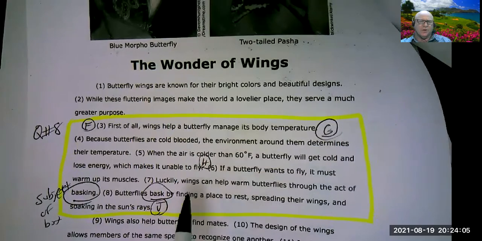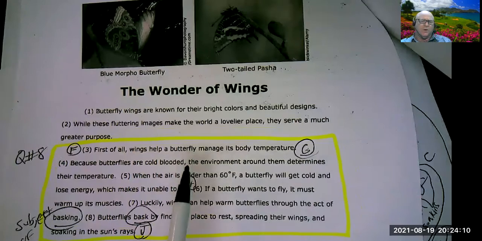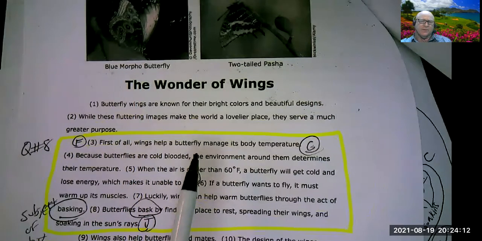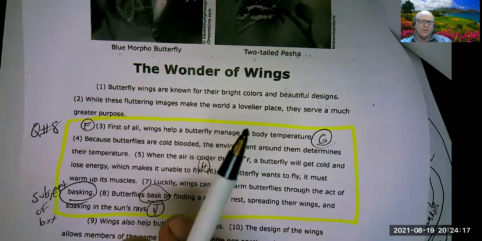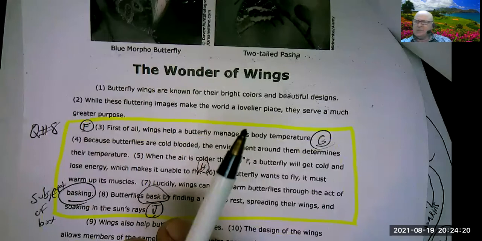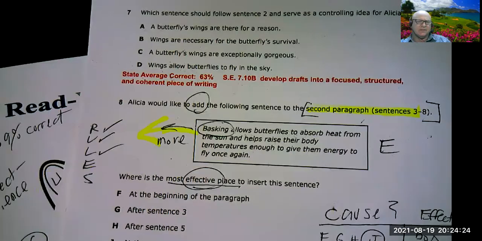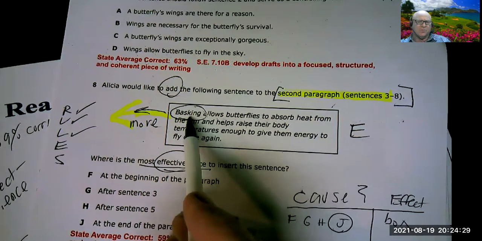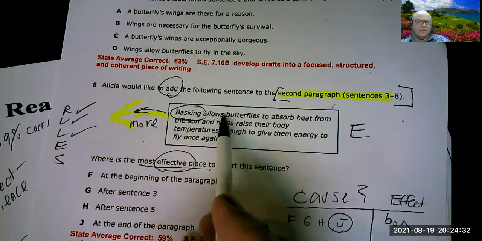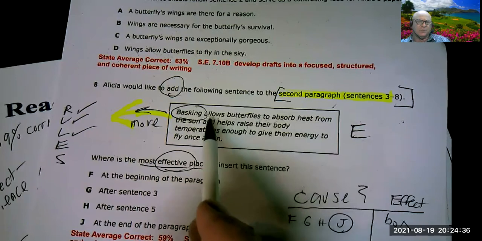So in order to figure out where a specific sentence goes, we've got to figure out what is the subject of that sentence so that we can determine which sentence it goes best with. When I look at the sentence that's there, "Basking allows the butterflies to absorb heat." So basically it is what happens, the effect of basking.